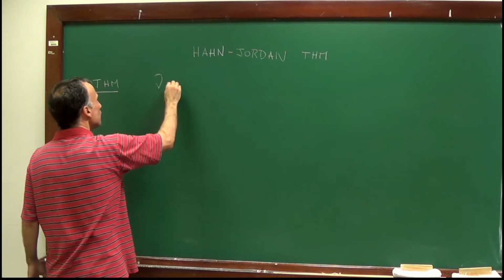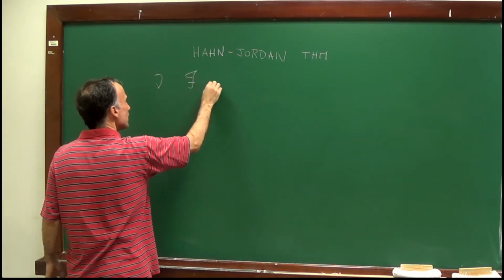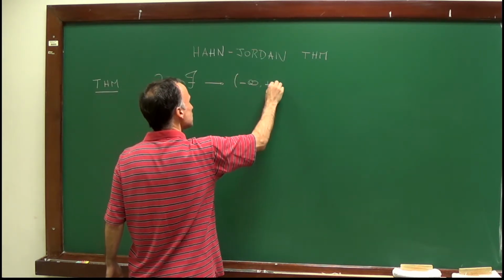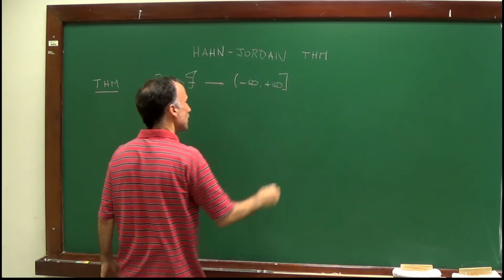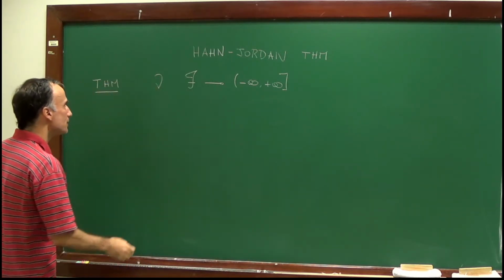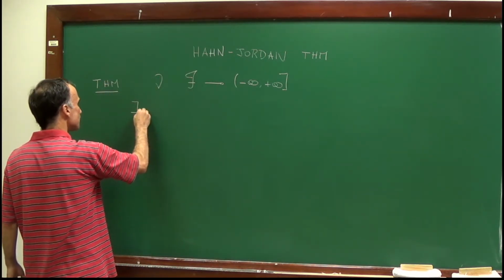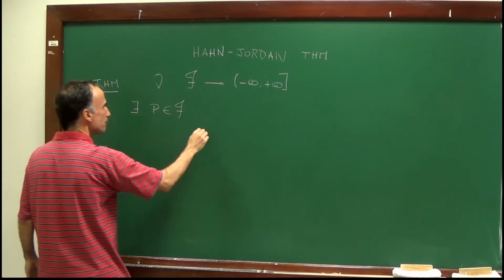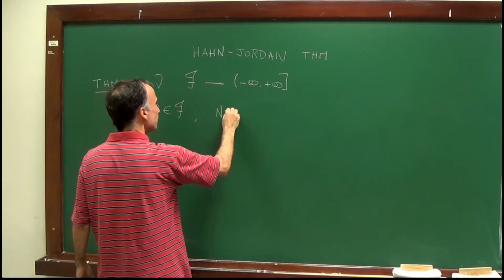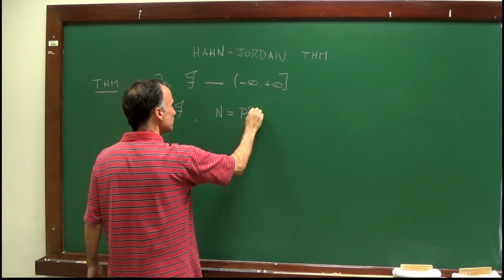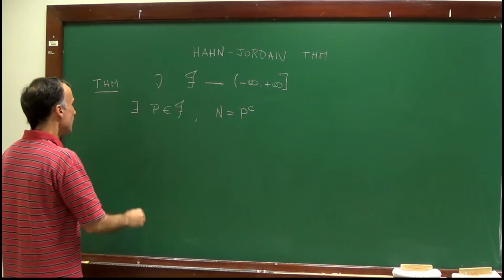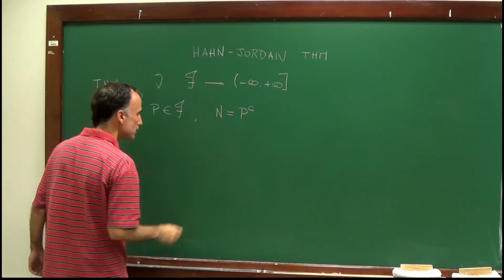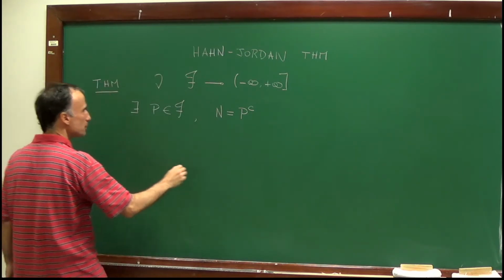So I have nu, which is defined on a sigma algebra F, and which is taking values in minus infinity, plus infinity. What I claim is that there exists a set P in the sigma algebra F, and I will represent by N, which is the complement of P. And set P for positive, N for negative, have the following property.